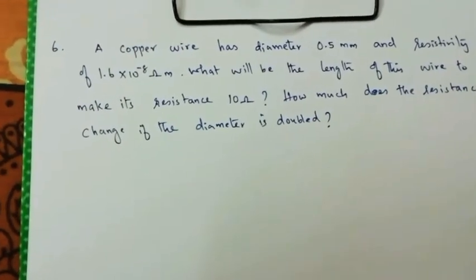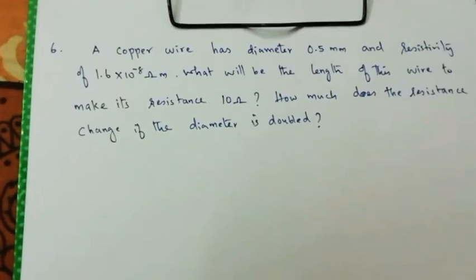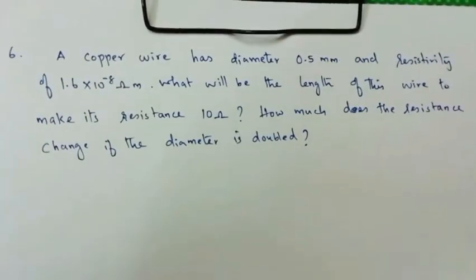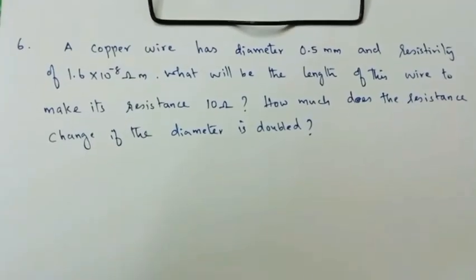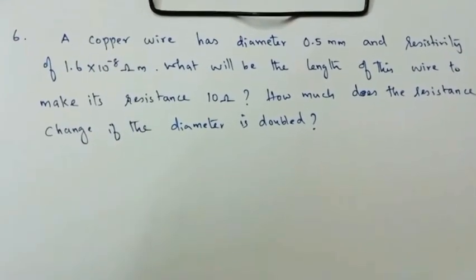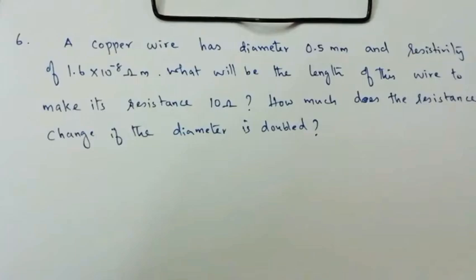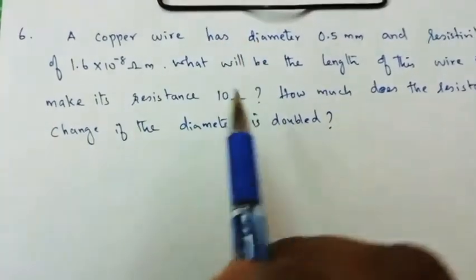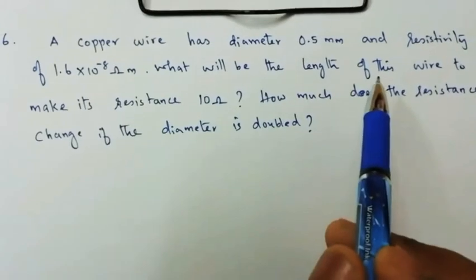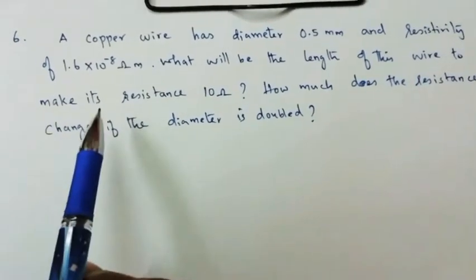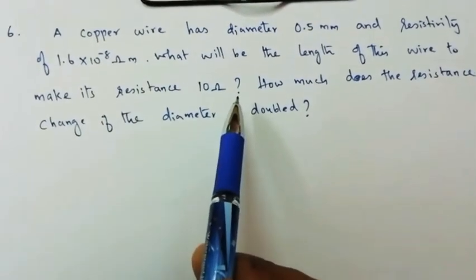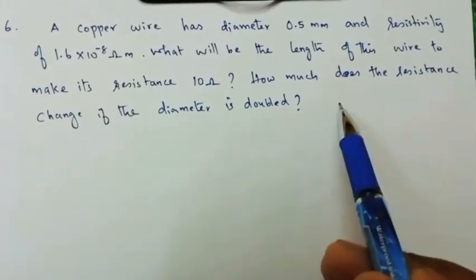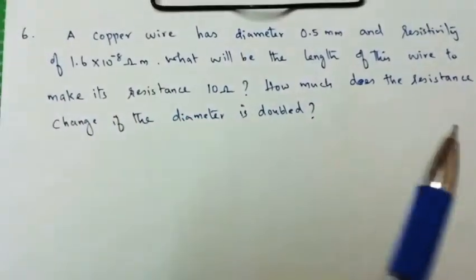Let's move on to the next question. Question number 6 in your book. Okay, we'll read that question first. A copper wire has a diameter of 0.3 millimeter and resistivity of 1.6 into 10 to the power of minus 8 ohm meter. What will be the length of this wire to make its resistance 10 ohm? How much does the resistance change if the diameter is doubled? Actually, they asked 2 questions here.